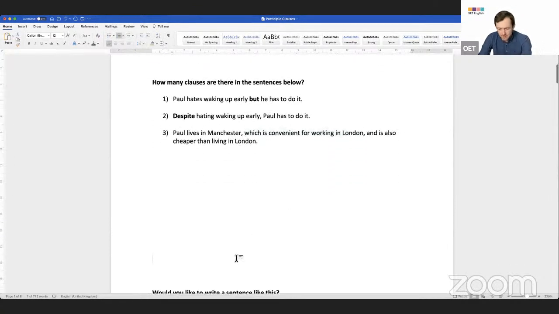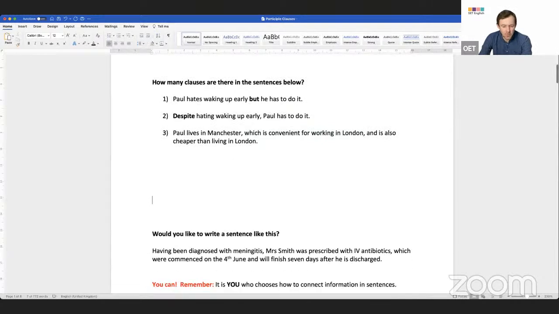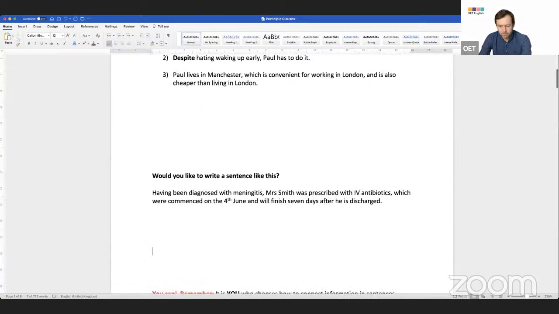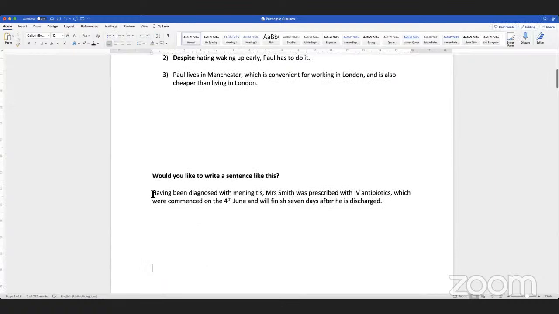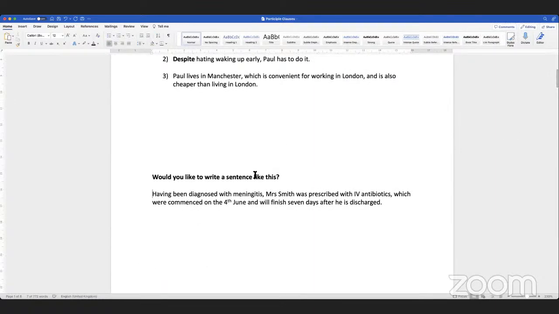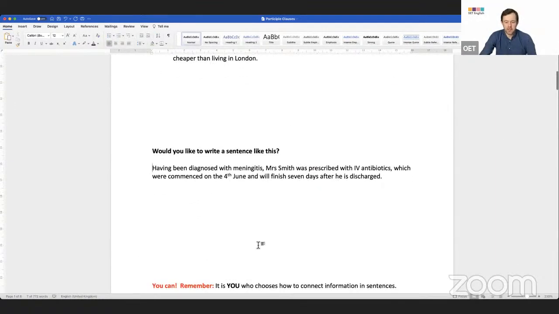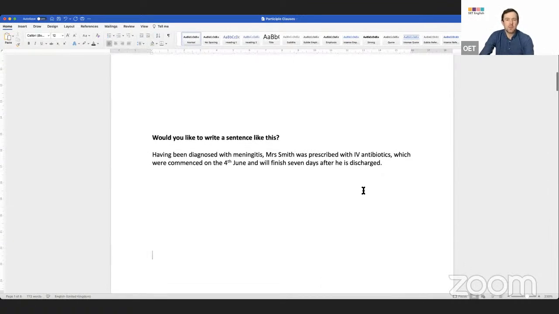Look at this sentence, guys. Would you like to write this sentence? Okay, let's have a look at it. Having been diagnosed with meningitis, Mrs. Smith was prescribed IV antibiotics, which were commenced on the 4th of June and will finish 7 days after he or she is discharged.